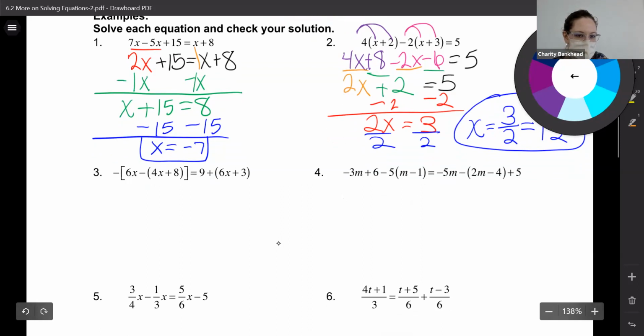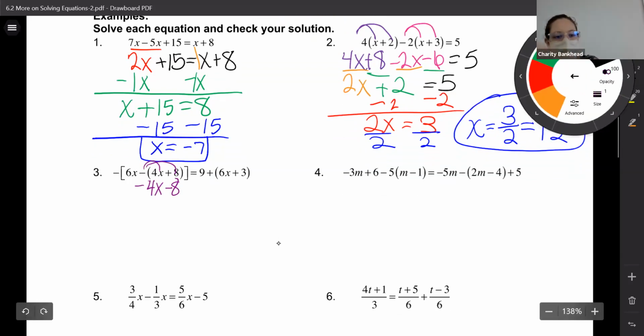We need to simplify the left side of the equation. We need to distribute that negative. So that's going to be negative 4x minus 8. And then I'm going to bring down the 6x and the brackets and the negative in front of the brackets. And all that is equal to, okay, those parentheses are not needed at all. So I'm just going to write 9 plus 6x plus 3.